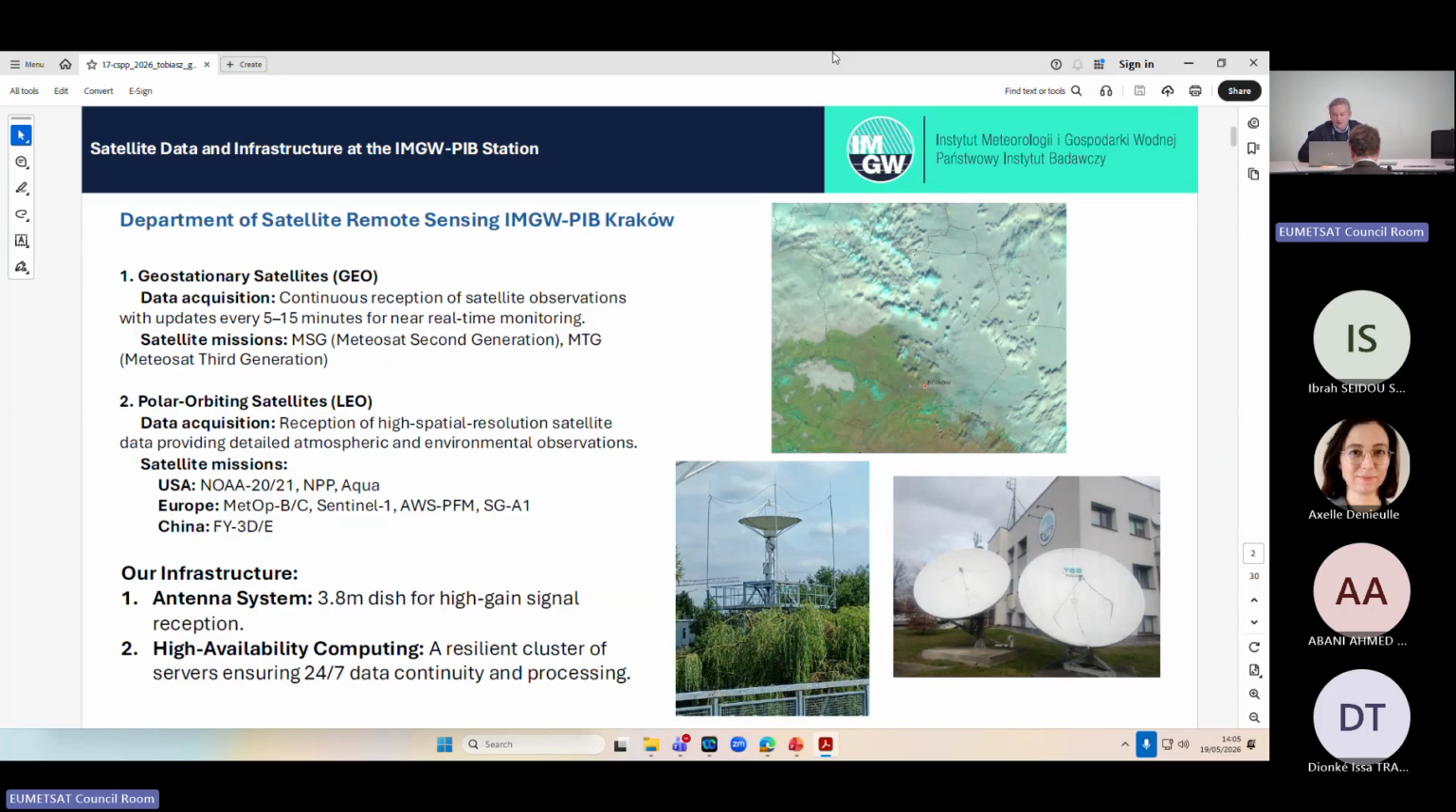Where is Poland? Poland is next to Germany, and our station is in Krakow, in the southern part of Poland. You can see it on this image on the right side. Below this map of Poland, we can see two images. One on the right side is the antenna for geostationary satellites. On the left is for polar satellites.